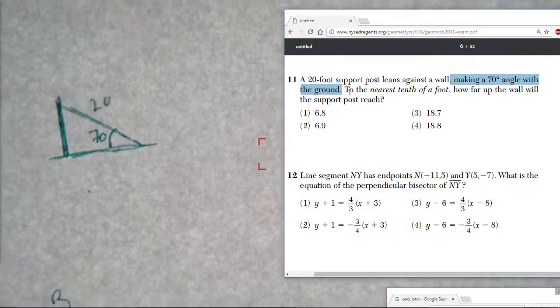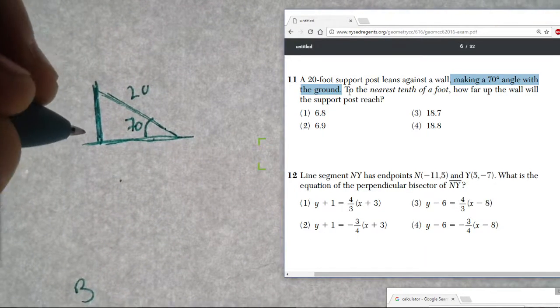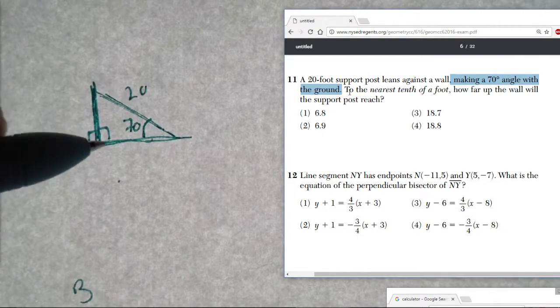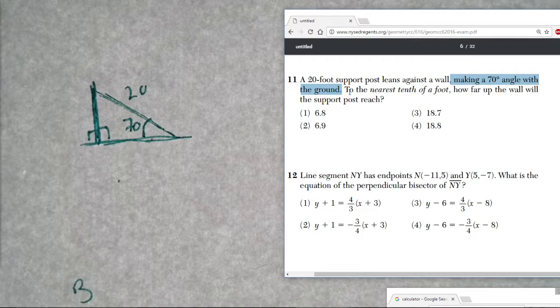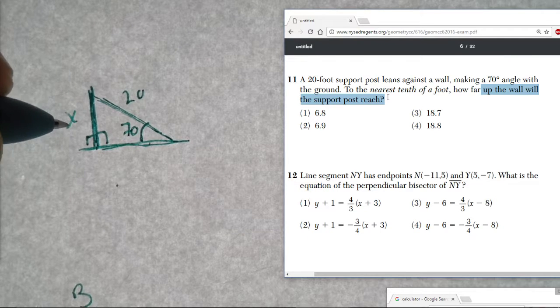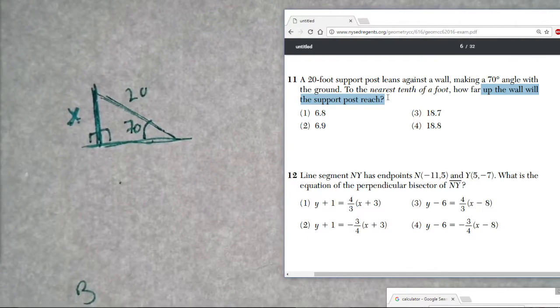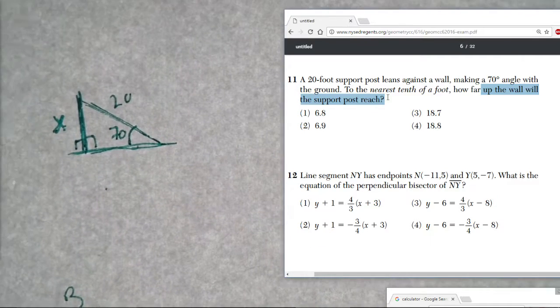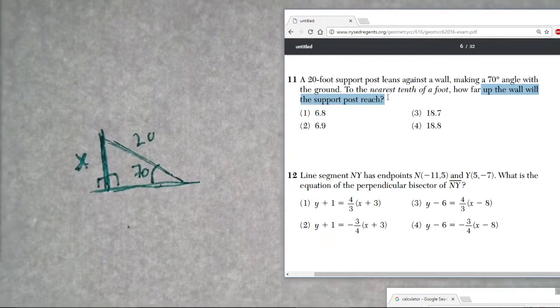Well, this is a wall, so I can assume that it is a right angle, which makes this a right triangle. To the nearest tenth of a foot, how far up the wall will the support post reach? So I'm trying to ask, how far up along this wall is it reaching? So I'm looking for X over here. This is a prime SOHCAHTOA question.